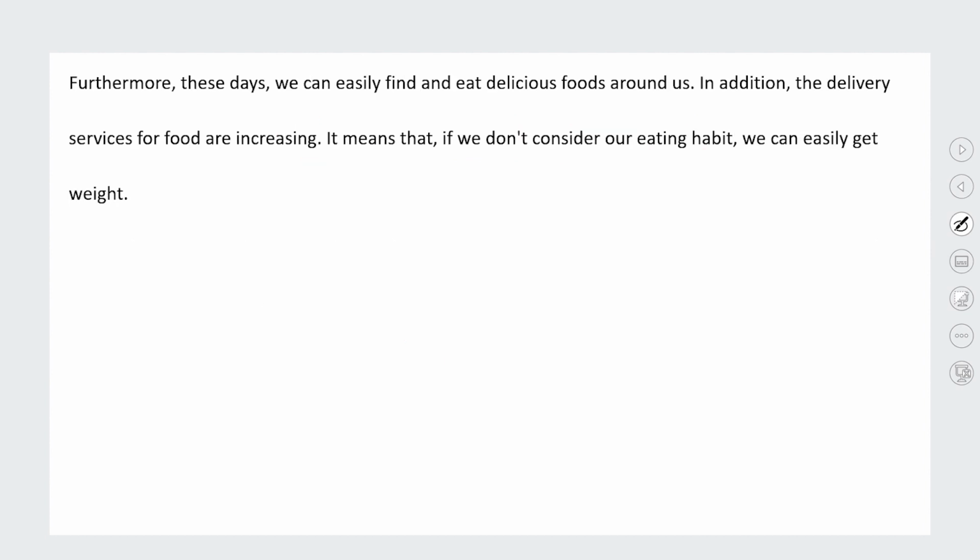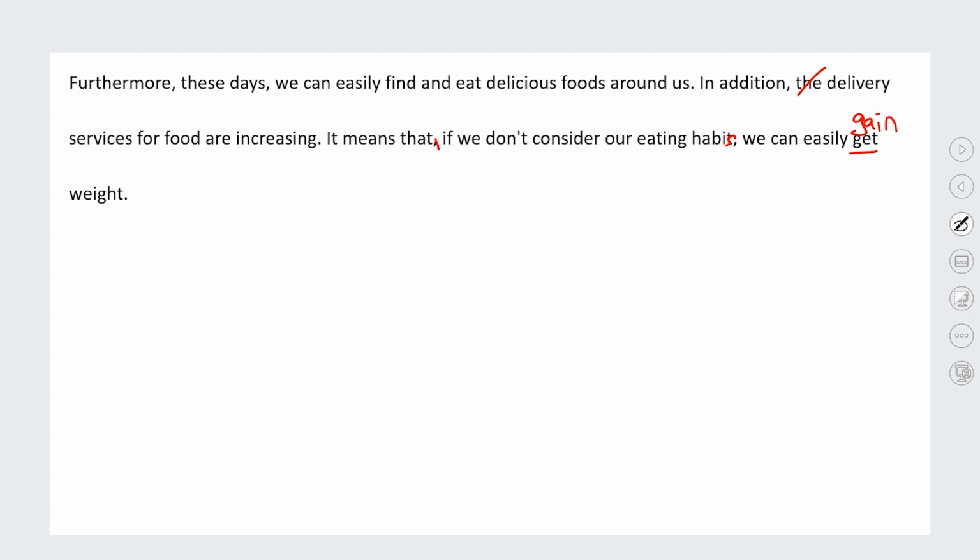Let's have a look at the next sentence. And we've got, furthermore, these days we can easily find and eat delicious foods around us. In addition, delivery services food are increasing. This comma is not needed. It means that if we don't consider our eating habits, we can easily gain weight.